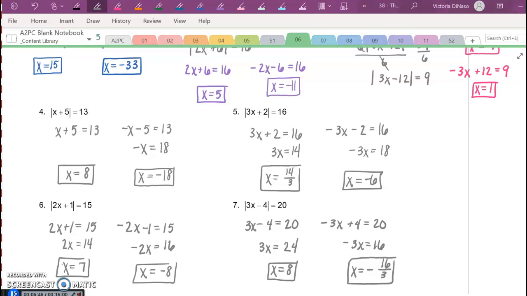All right, go ahead and check your answers. Pause the screen. Number 4, you should get x equals 8 and negative 18. Number 5, x equals 14 thirds and negative 6. Number 6, x equals 7 and negative 8. And then in number 7, we have x equals 8 and then x equals negative 16 thirds.